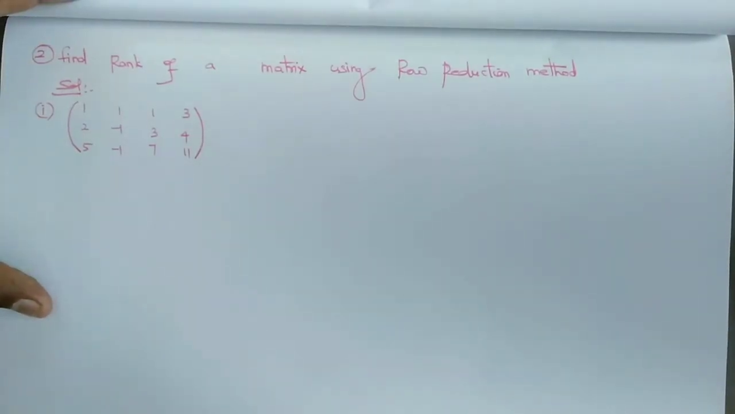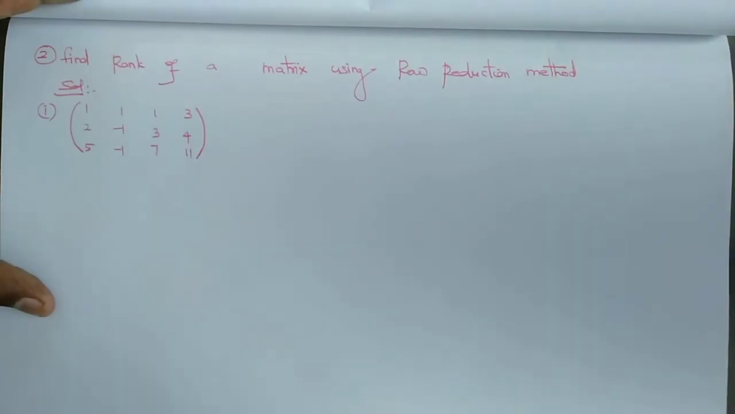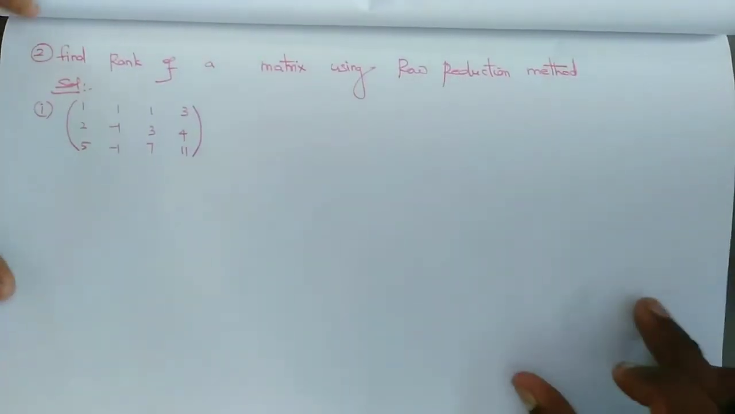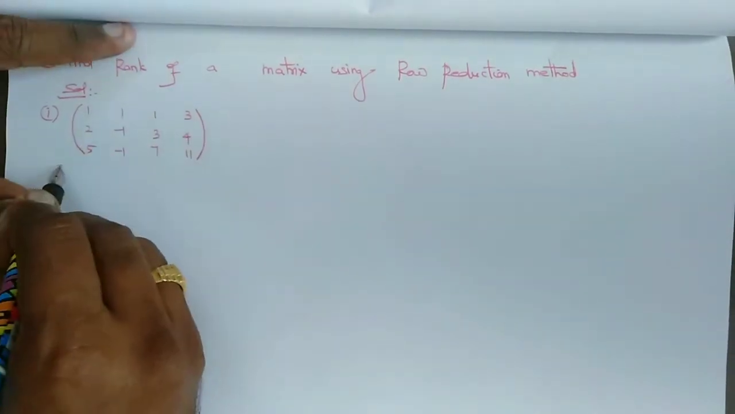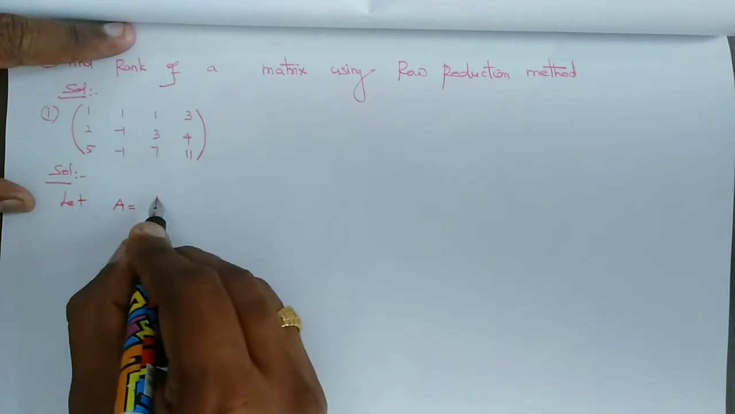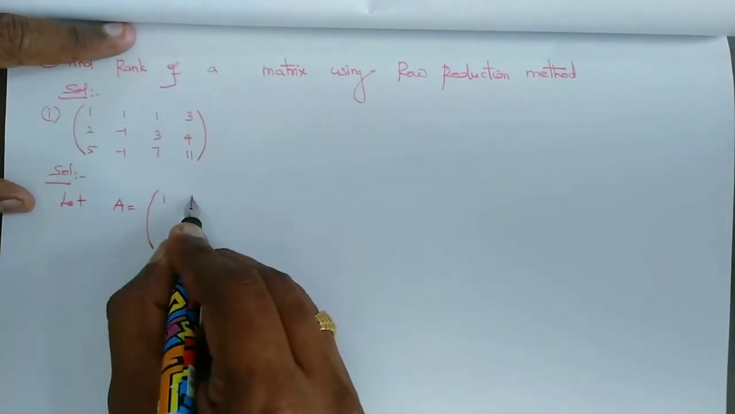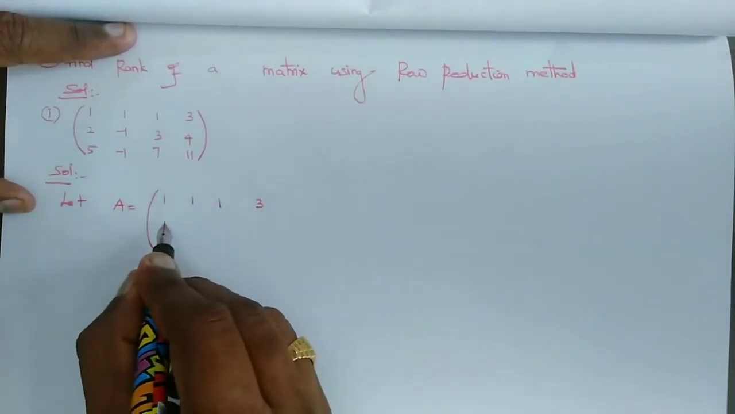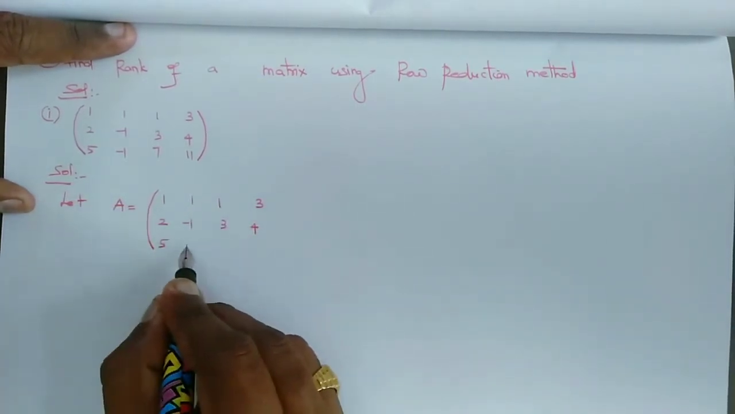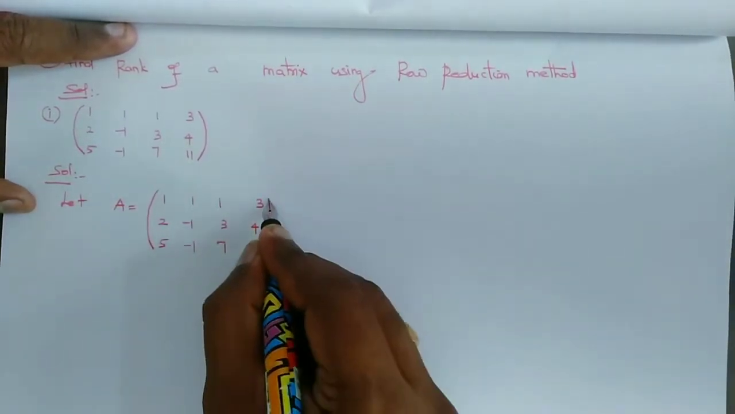Find the rank of a matrix using row reduction method. Solution. First name the matrix. Let A is equal to 1, 1, 1, 3, 2, minus 1, 3, 4, 5, minus 1, 7, 11.